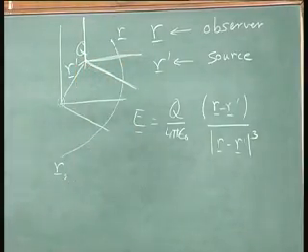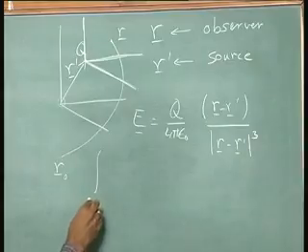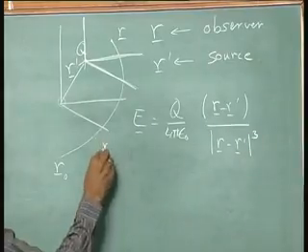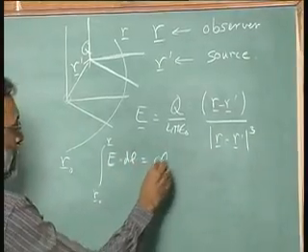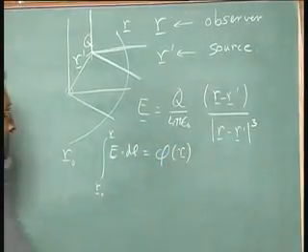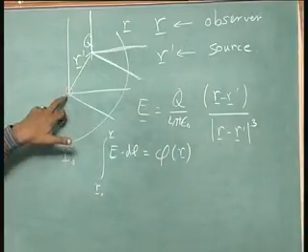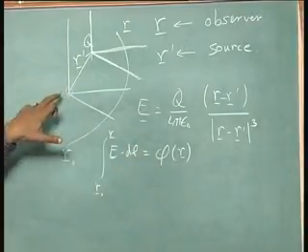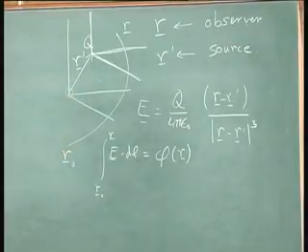Now, if you put the origin at the charge, we know the answer. We know that the electric field integral from r naught to r of E dot dl is equal to some phi, which is a function of r and not of how we got from r naught to r. So, how can we take this information and use it in general? Well, the answer is quite easy.